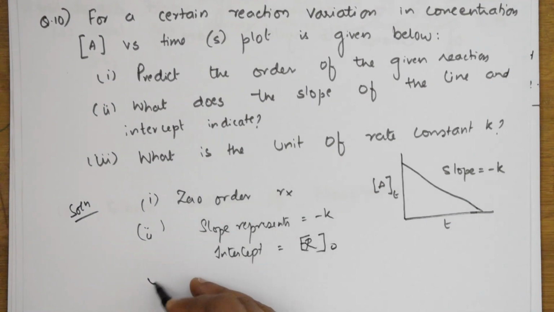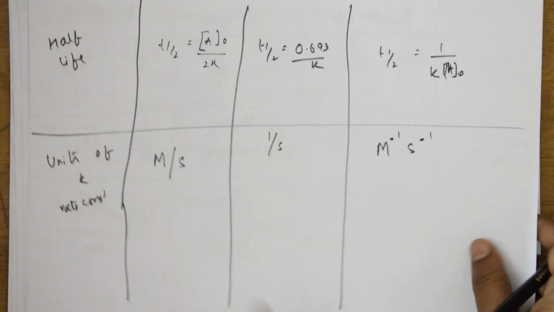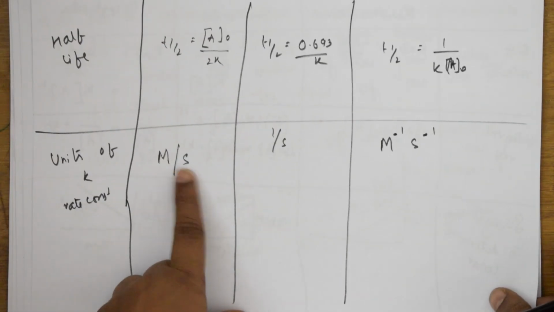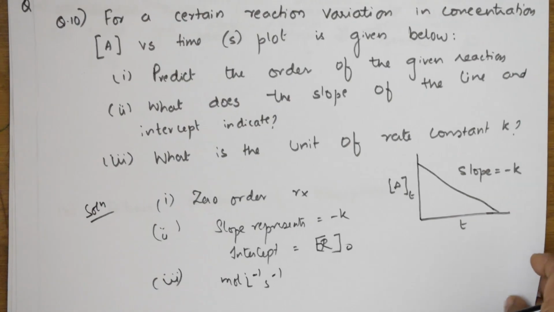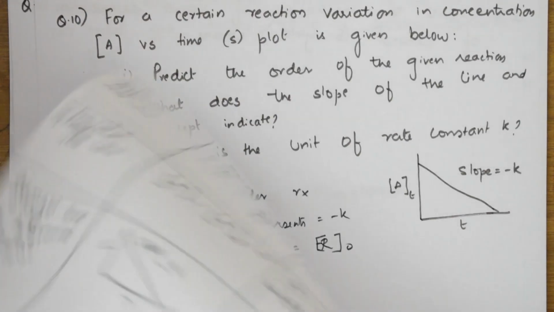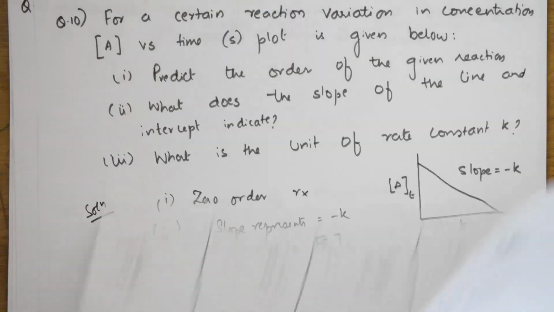Now what is the third one? They asked what the units are. See here, I have explained the units also for zero order. Molarity by second, right? What is molarity? Mole per liter. So write that unit: mole liter inverse second inverse. That's it. So that's the question. Let's come back and see, it is simple. So remember, for chemical kinetics, remember 1, 2, 3, 4 and 5. That's enough for the whole chapter.